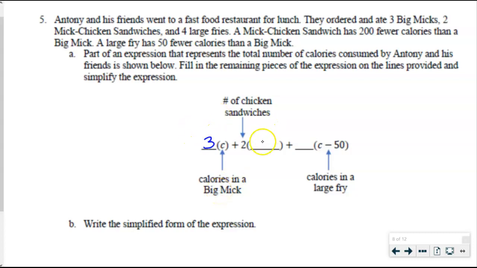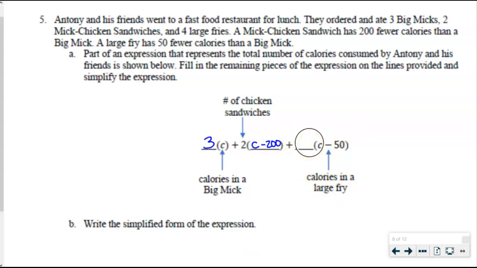Similar situation here. This is a Big Mac, but a McChicken has 200 fewer calories. So the Big Mac minus 200 shows 200 fewer calories. It's multiplied by 2 because that is the number of McChicken sandwiches. And this, in parentheses, represents the calories in a large fry. Why? Because a large fry has 50 fewer calories than a Big Mac. So C minus 50 shows the Big Mac minus the 50 calories. That's what we use to represent the calories in a large fry.